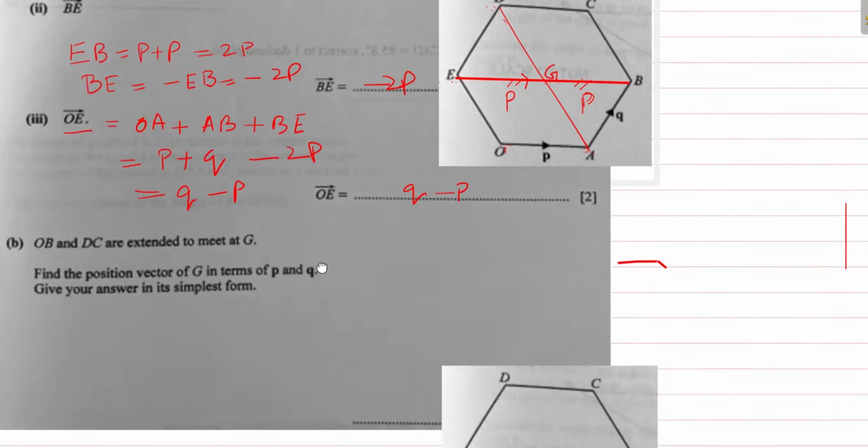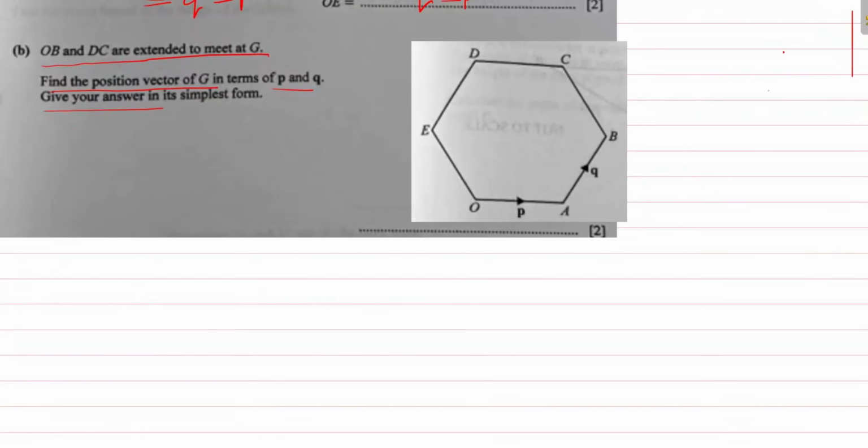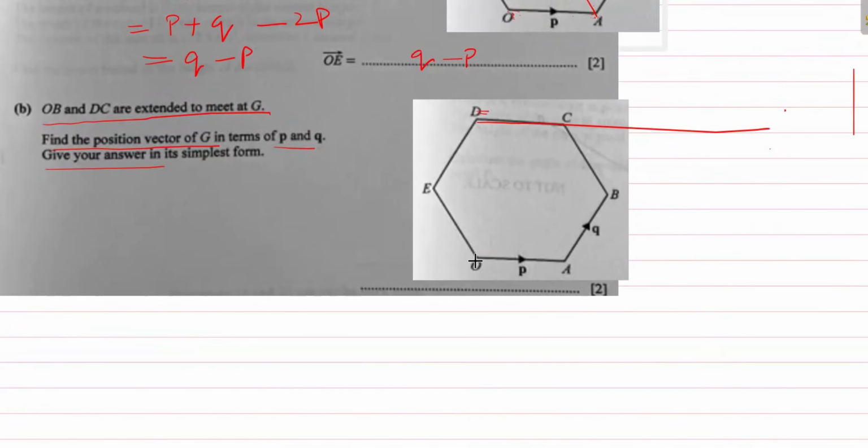Next, part B. Part B: OB and DC are extended to meet at G. Find the position vector of G in terms of P and Q. Look here, we have to extend the vector DC and the vector OB. Both vectors meet at this point G. And if we join O to C, we get two triangles.